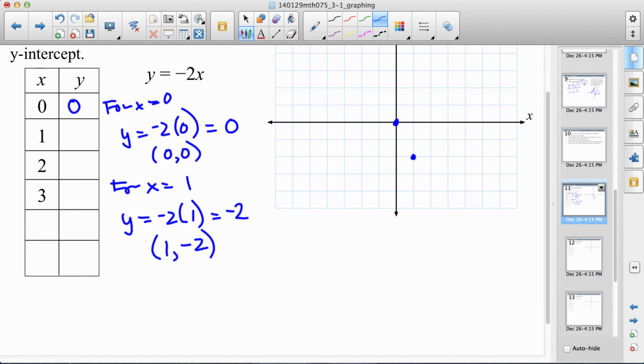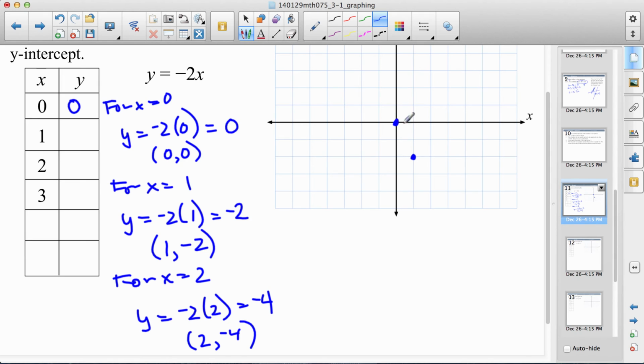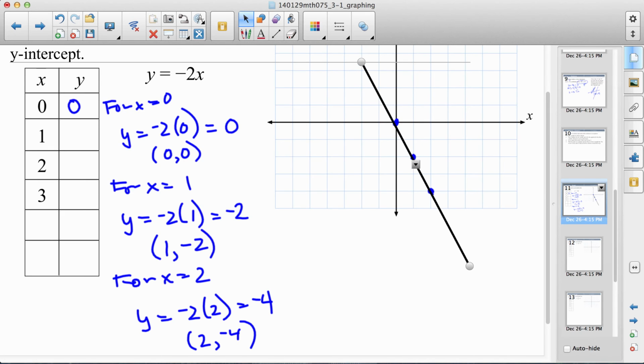Plug in a 2. Okay, so for x is equal to 2, y is equal to -2 times 2 or -4. So my point is 2 for x and a -4 for y. So 2 and -4 right there. And now when I take a look at them, sure enough, I'm going to have a line that goes between those guys that looks something like that. I probably should continue the line up higher too. Let me just do that. So that's what my line would look like.